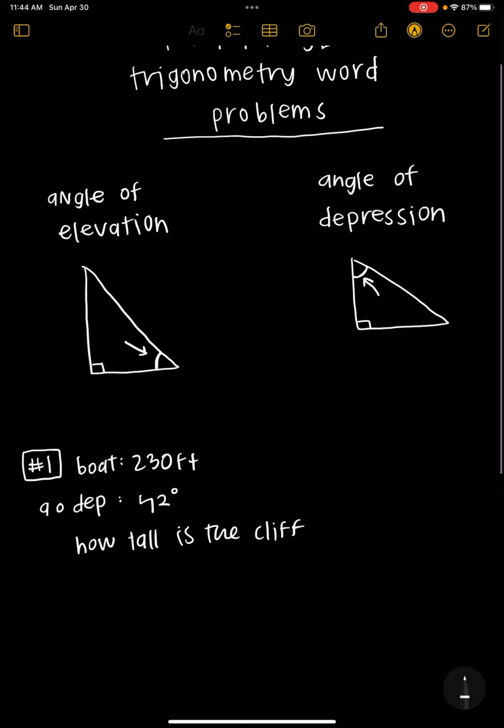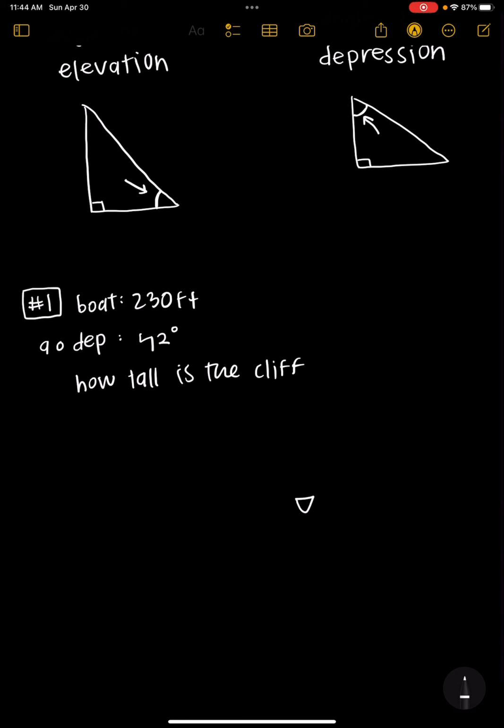So we were given some information, but we're going to say, okay, here's my little boat, right? And we know that Matt is standing on the top of the cliff away from the boat. So here's Matt. And look at that. We kind of already made a right triangle if you can see it. There we go. There's your right triangle. We know the boat is 230 feet away from the base, so this is 230. And we know the angle of depression, which we just talked about as the top angle, is 42. So this angle right here is 42 degrees. And then this is our right angle. We want to know how tall the cliff is. So this is my X or my question mark.